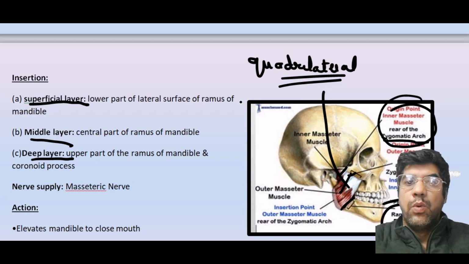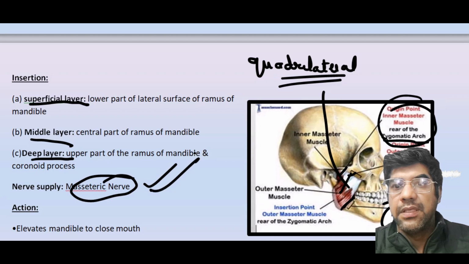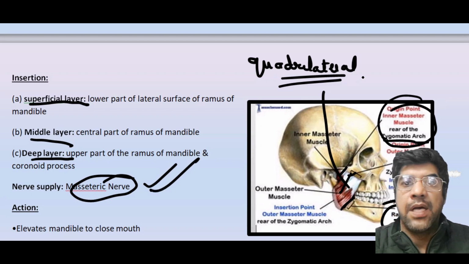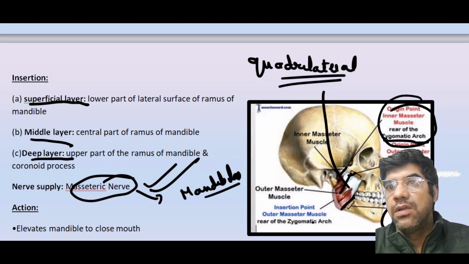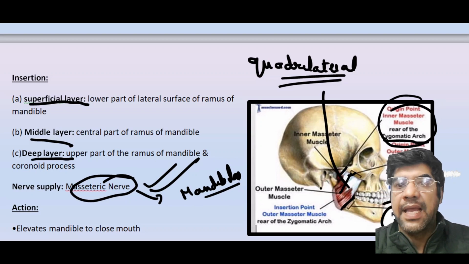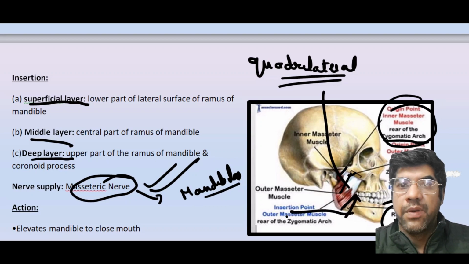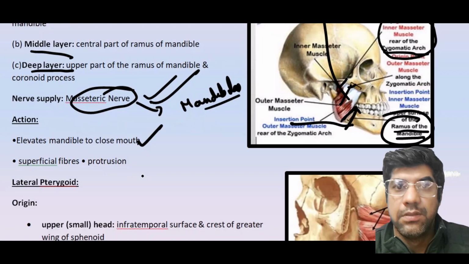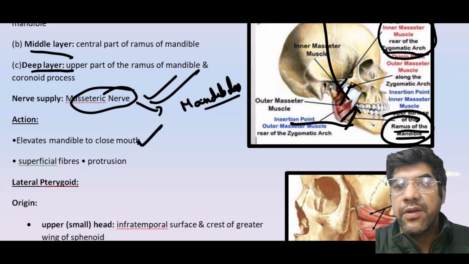mandible. Now what is the nerve supply? Remember, masseteric nerve is a branch of anterior division of the mandibular nerve. So masseter, it is a powerful muscle. It elevates the mandible to close the mouth for biting. The superficial fibers, they will cause protrusion, forward movement of the mandible.